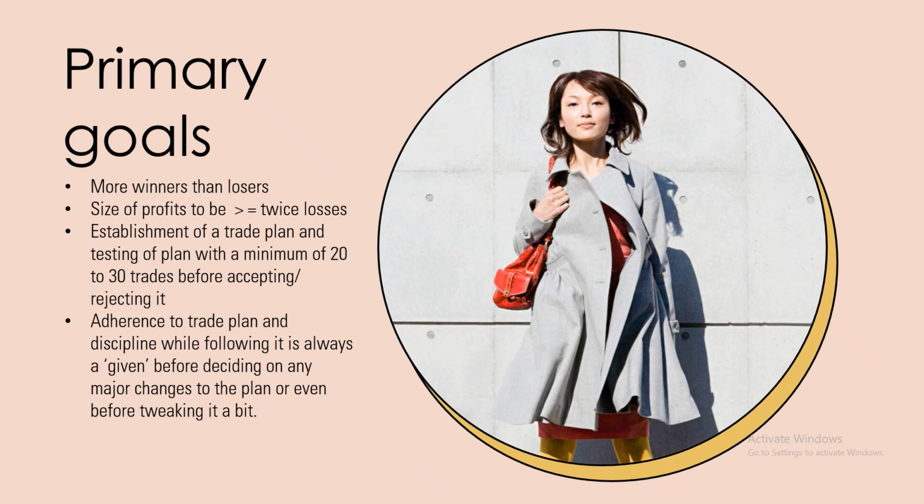Then we come to the establishment of a trade plan and testing of the plan with a minimum of 20 to 30 trades before accepting or rejecting it. And the last one is adherence to the trade plan and discipline while following it, which is always a given before deciding on any major changes to the plan or even before tweaking it a bit.